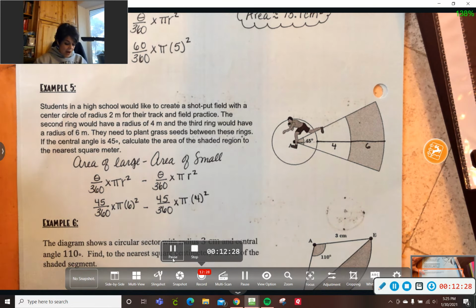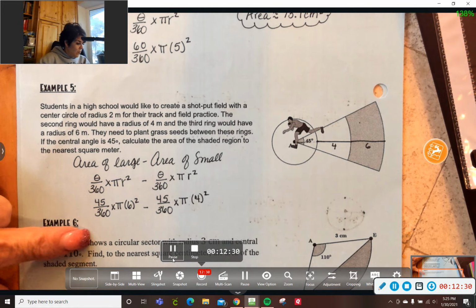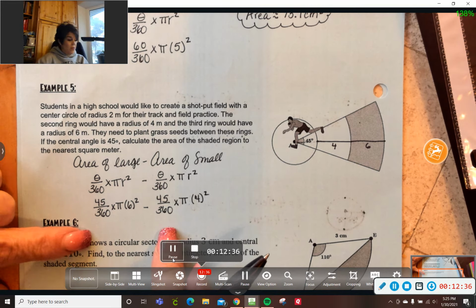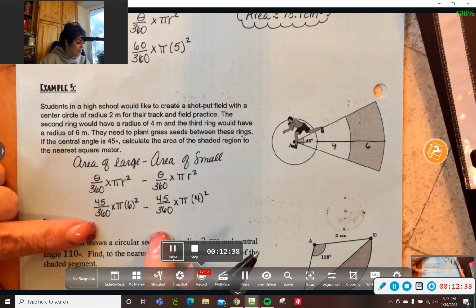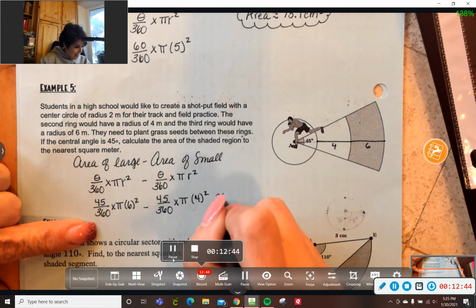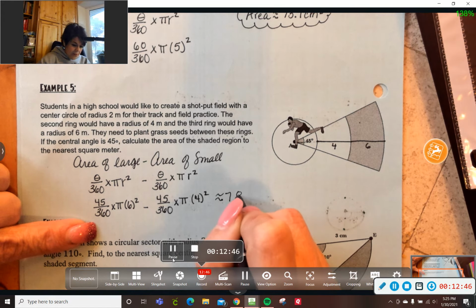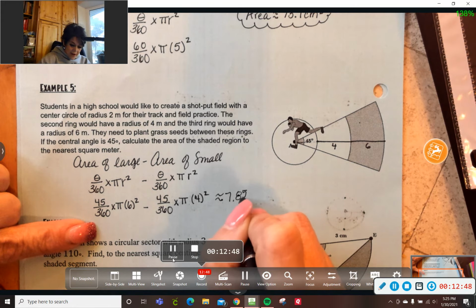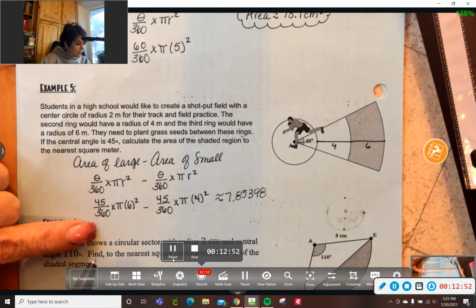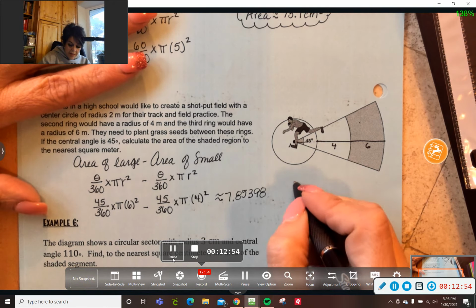Okay, so here's what I got when I did this. I got 14.137166 minus 6.28318. I'm going to say those one more time in case you didn't get it: 14.137166 minus 6.28318. So when I got this, I got approximately 7.85398 is the area of the shaded region.